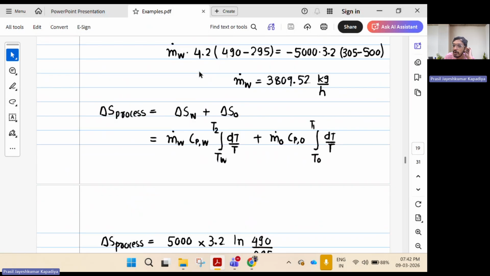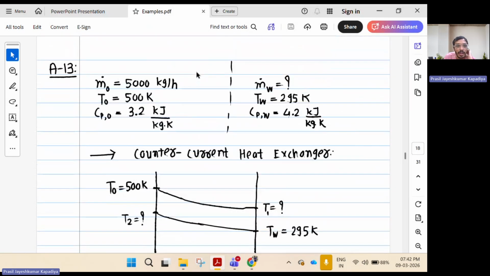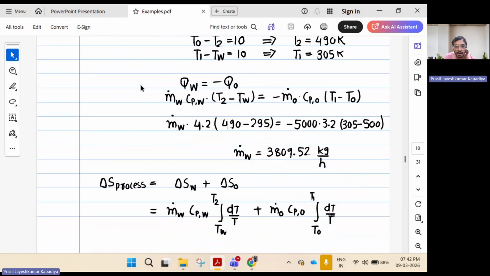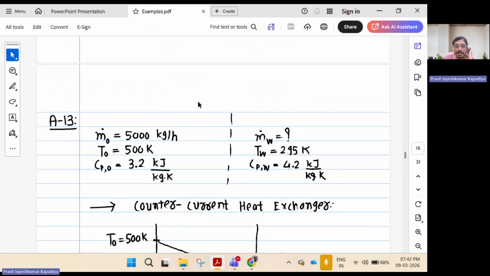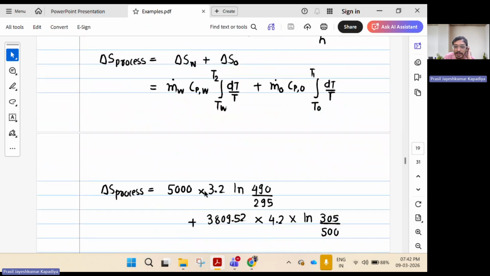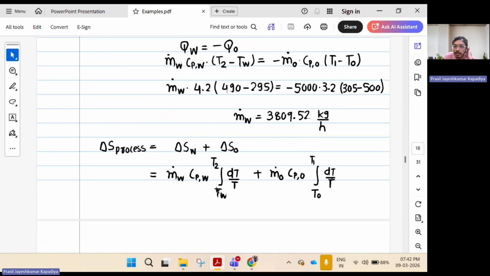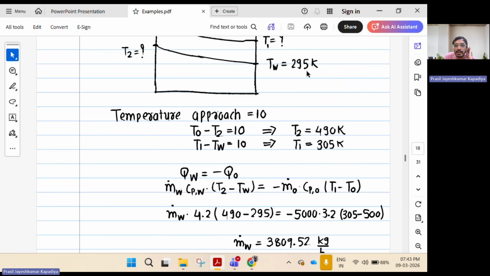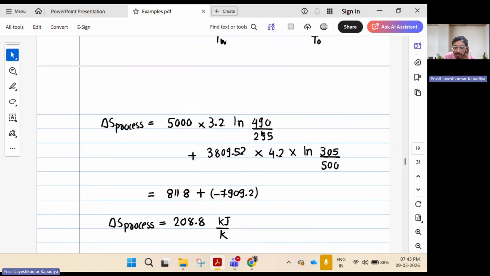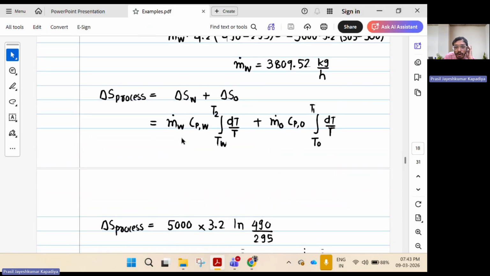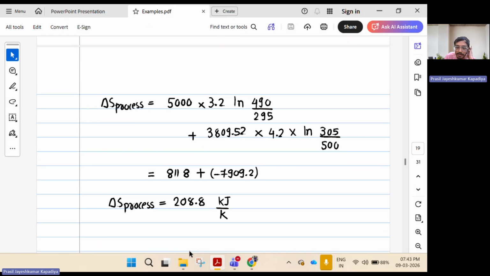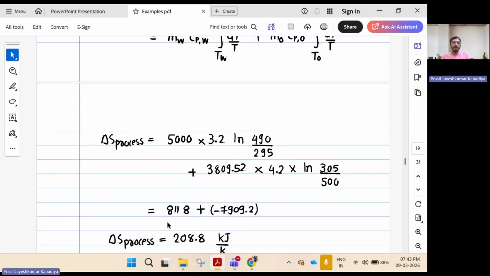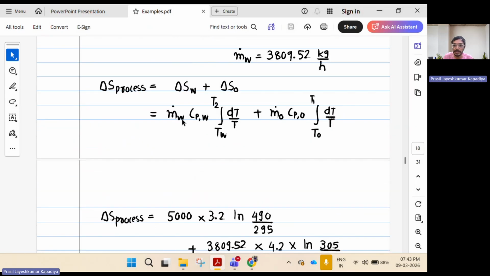Mass flow rate of water is given to us as 5000 kilograms per hour. So 5000 Cp of water, that is given to us as 3.2 kilojoules per kg Kelvin into ln of T2 by Tw. So ln of 490 divided by 295. If I calculate this one term, entropy change of water is coming out to be 8118 kilojoules per Kelvin. Okay, so what we are seeing, entropy change of water is coming out to be positive.